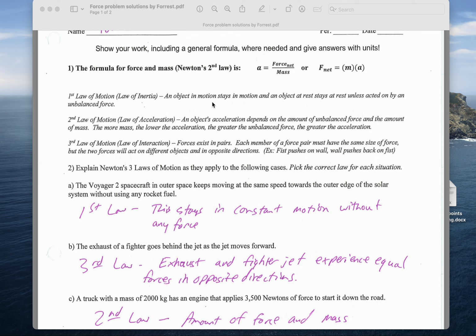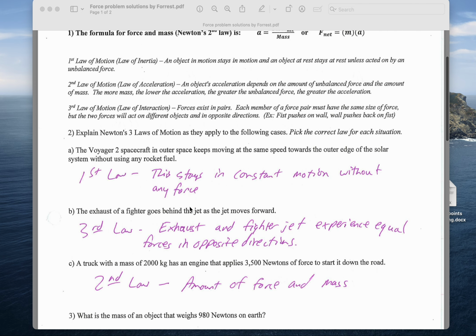The second law says an object's acceleration depends on the amount of unbalanced force and the amount of mass. So the more mass, the lower the acceleration would be, and the greater the unbalanced force, or net force, the greater the acceleration. That relates to this formula here, which is also written like this, and could finally be written as mass equals force over acceleration.